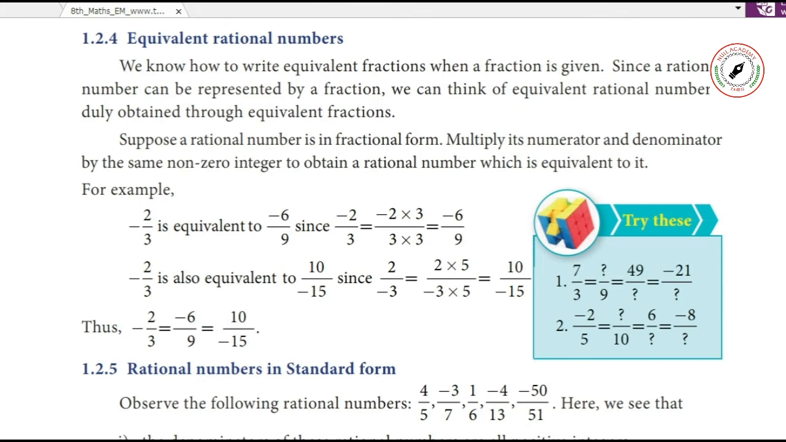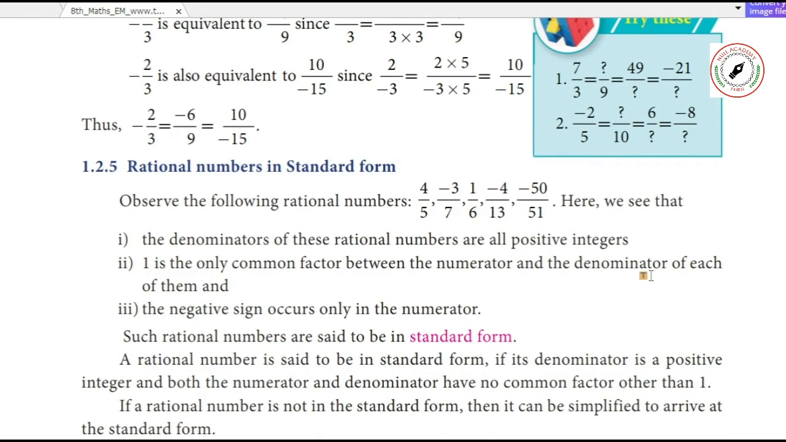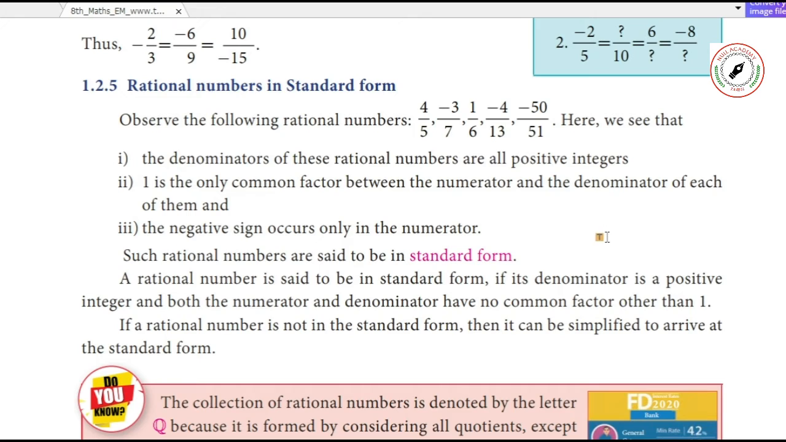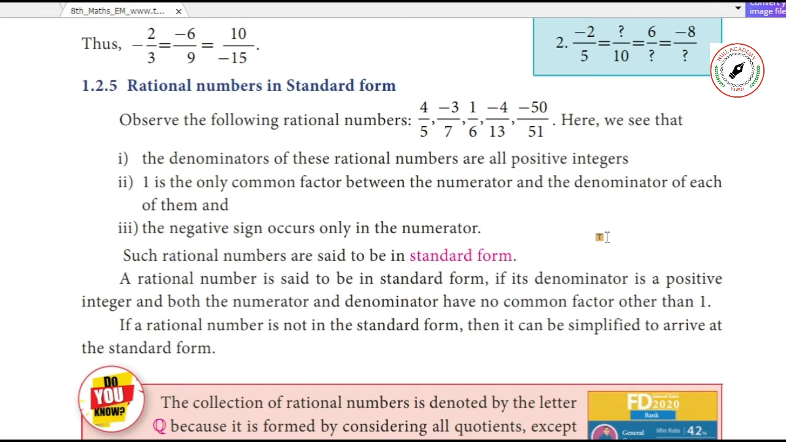Now you come to the book. Rational numbers in standard form. What is standard form? If the numerator and the denominator cannot be divided by a common number, then it is called standard form. Okay, there are some three or four points available. You just understand one. What is the standard form of a rational number? This is what I am asking.